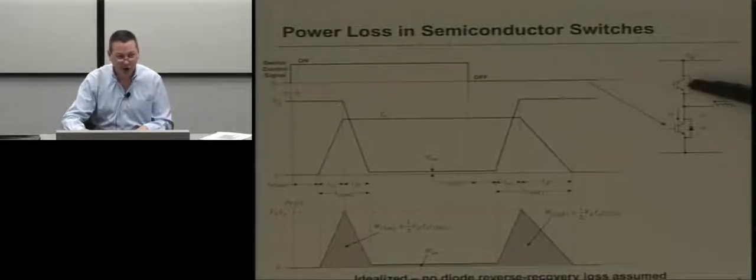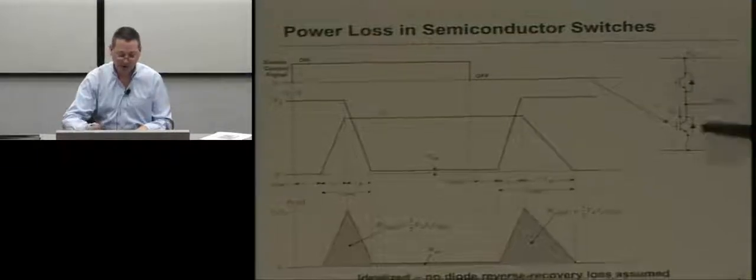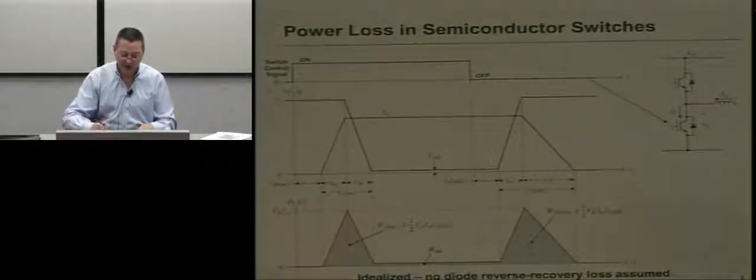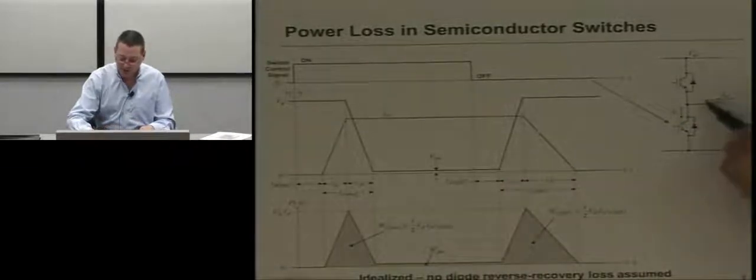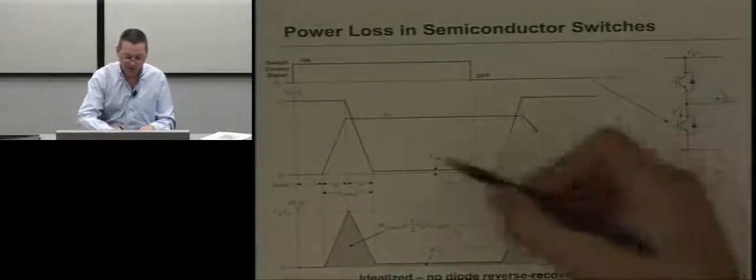The diode is actually co-packaged with the IGBT. These are two separate die put together in a package. And when I turn this device on, I have to deal with the characteristics of this diode. So this is all idealized, and in real life what you have is that as you pick up this current, I also have to reverse recover the diode.